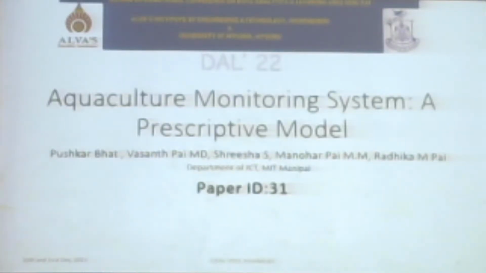So, I am Pushkar. I am currently a final year student in my MTech from the CSE department. The paper is named Aquaculture Monitoring System, Descriptive Model. This paper tries to address a problem in aquaculture that we think can be solved by using machine learning and deep learning techniques. We'll first go to the motivation for this paper, the objectives, then the methodology and the results.